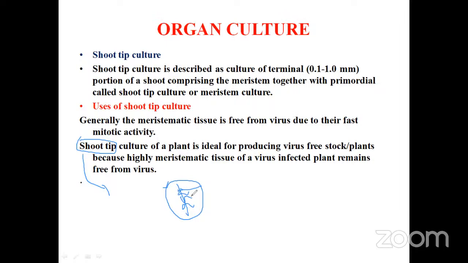And next, leaf culture. The same as root and shoot. In leaf culture also, the young leaf or leaf primordia is selected as the explant and transferred into the nutrient medium. After that, we can get a new plant. The same process. Leaf culture is a valuable technique to study the effect of various nutrients, growth factors and environmental conditions on leaf development under controlled conditions.